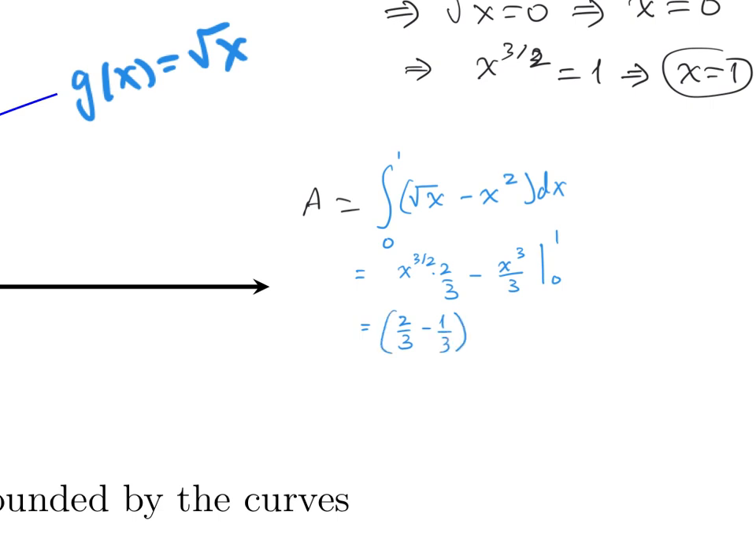Why? Because 1 to any power will give you 1, so 1 times 2 thirds is 2 thirds. And here you'll have 1 cubed, which is 1 over 3, is 1 third. And then you plug in 0, this will be just 0 minus 0. So the whole answer is 1 third, and that's it.